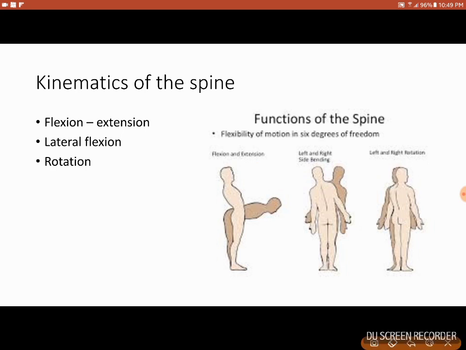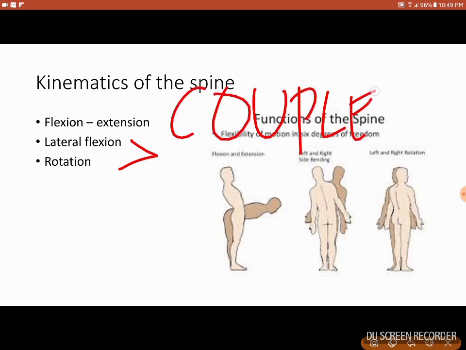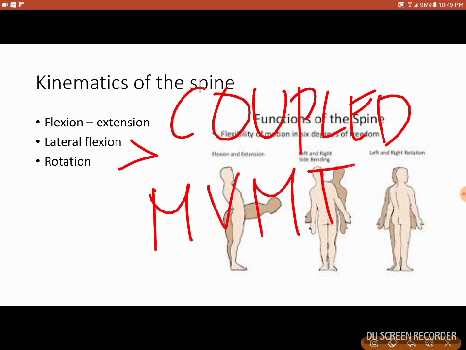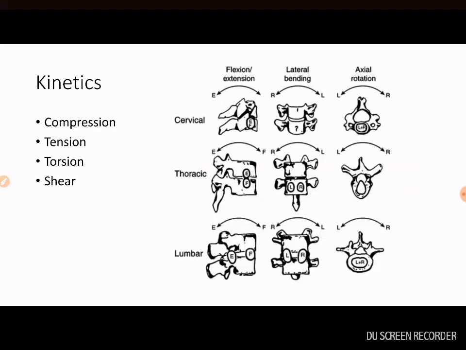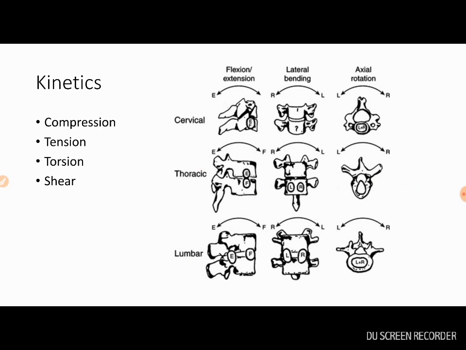Remember that during lateral flexion and rotation, they are coupled movements, which means that they go together. So, the kinetics of the spine. That includes compression, tension, torsion, and shear force.